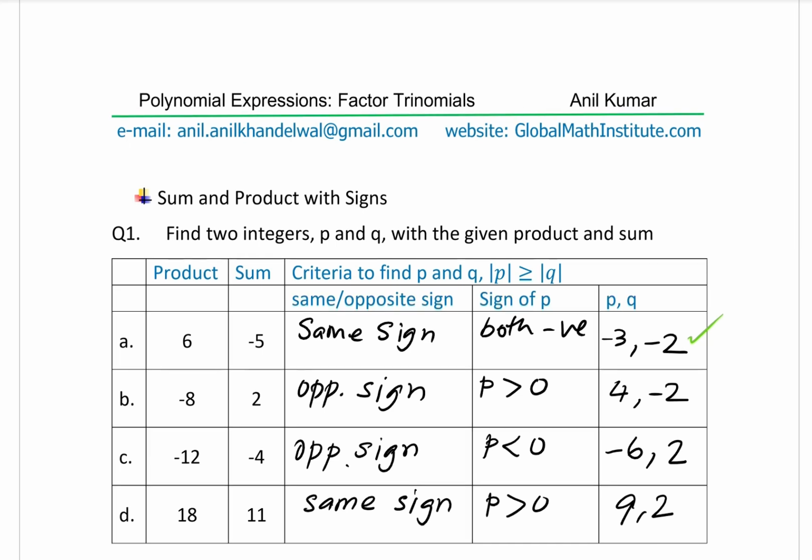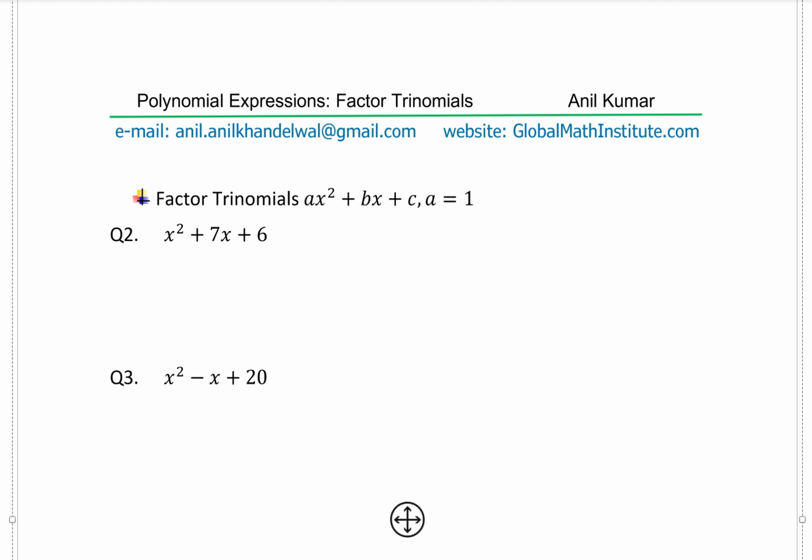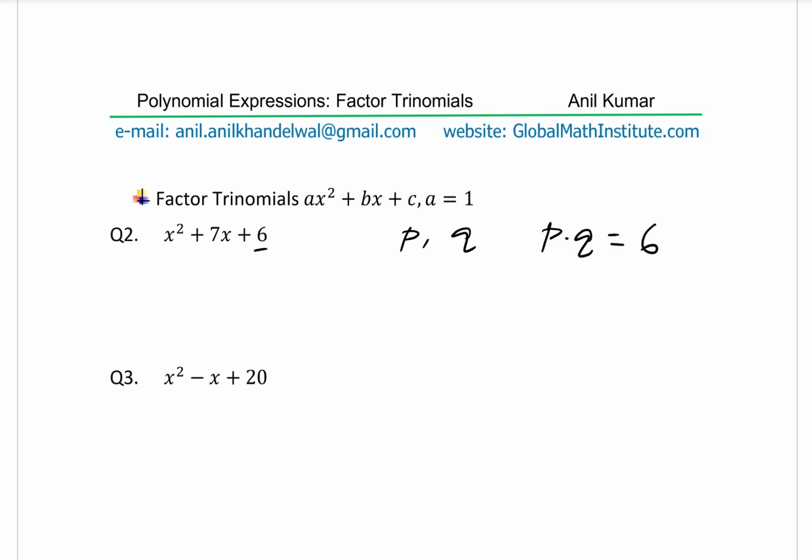Now here is question number 2 for you, along with question number 3. Factor trinomial ax squared plus bx plus c, a equals 1. So the coefficient of x squared, the leading coefficient, is 1. We need to factor x squared plus 7x plus 6. What are you going to do? Well, we are going to look for two numbers P and Q, where the product of P and Q should be equal to 6, and the sum of P and Q should be equal to 7. That is what we are looking for.